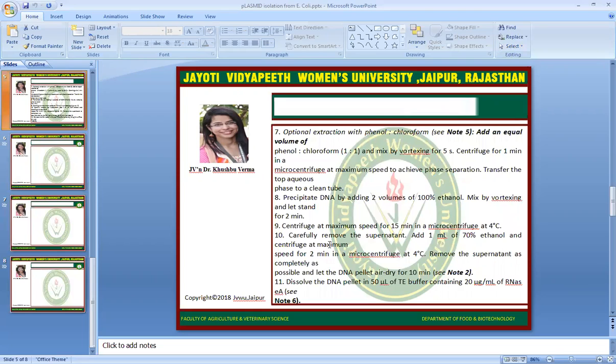So this is the complete protocol related to the isolation of plasmid from E. coli.